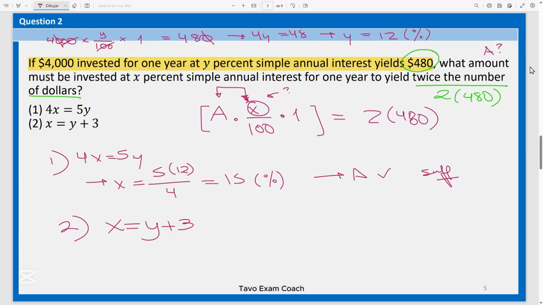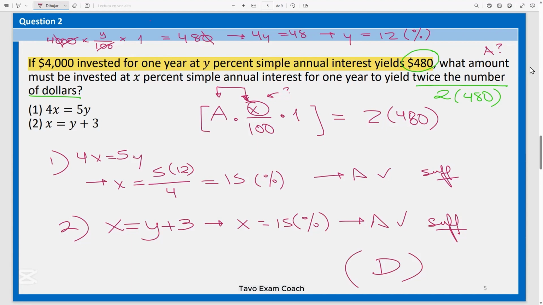Statement 2, likewise, gives us another expression in terms of x and y that connects x and y. So from this, we also know that y would be what? 12% plus 3x would be 15%. Again, we have a unique value for A. So statement 2 alone is also sufficient. Correct answer choice, each statement alone is sufficient.